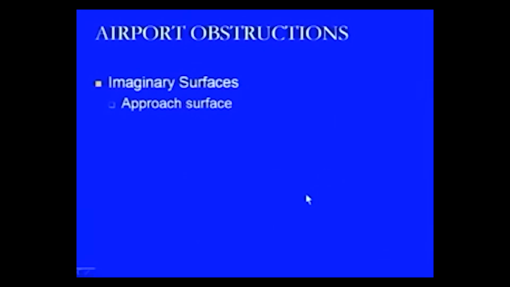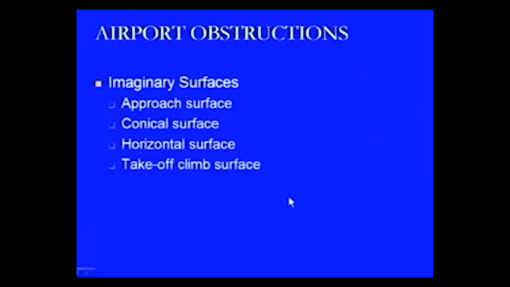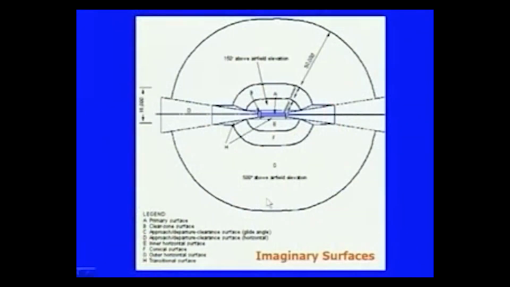Now, in this case the very first one is that we have to look at the approach surfaces, then the other surface is the conical surface, then there is a horizontal surface, then there is a takeoff climb surface and a transitional surface. So, we will be looking at all these imaginary surfaces and how they are provided, and what their use is. This is one big diagram which is trying to show the imaginary surfaces.